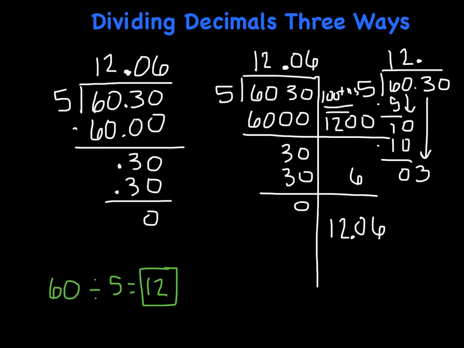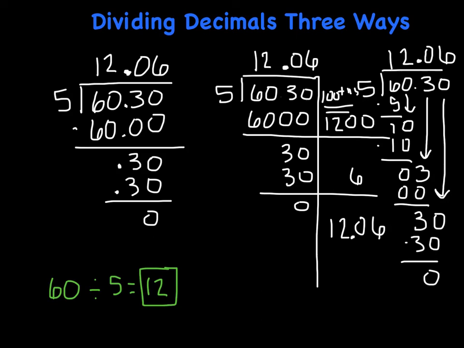5 goes into 3 0 times. A lot of people will make that mistake there. Then I bring down the 0. 5 goes into 30 6 times. And I get my same answer of 12 and 600ths.